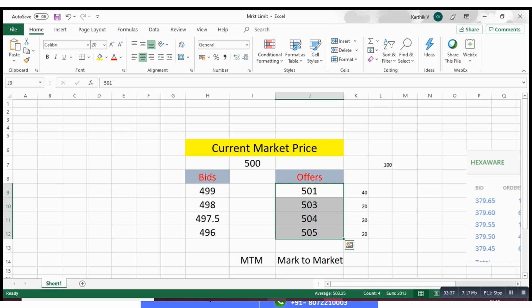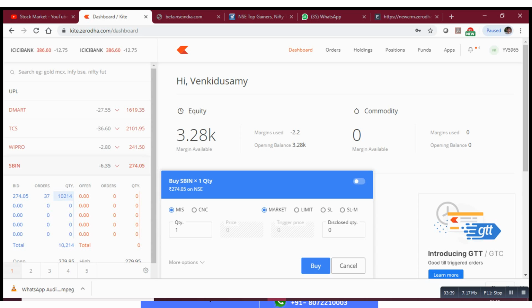When you are doing intraday, you always need to place a limit order, because you are trying to make a profit within 50 paise or 1 rupee or 2 rupees or 1.5. If you place a market order in this situation, it will immediately show your position in loss. So always be careful to place a limit order when you are doing intraday trading.